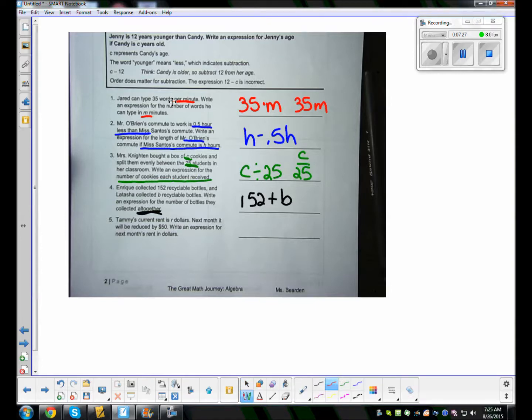Tammy's current rent is R dollars. Next month, it will be reduced by $50. Write an expression for next month's rent in dollars. Reduced, if I'm not sure, does it mean add, subtract, multiply, or divide? I can look at my notes, but reduced means minus. So her rent cost R dollars, and next month it's going to cost $50 less. Okay, so let's go ahead and turn the page.